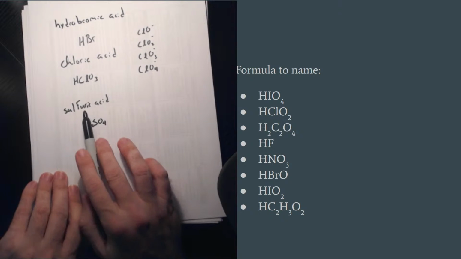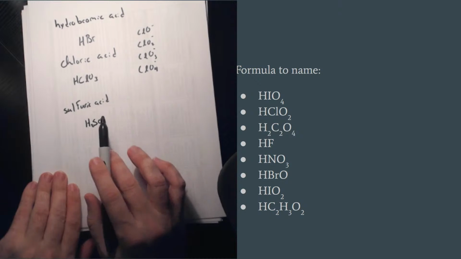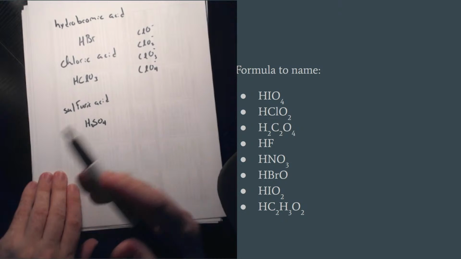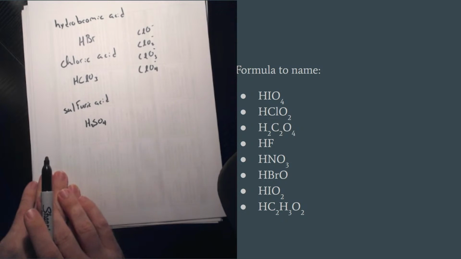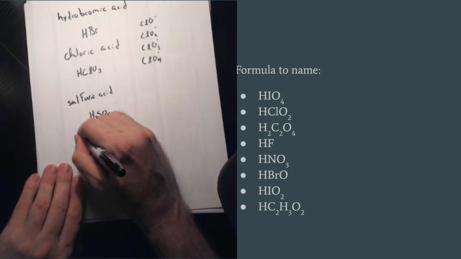All right, so be aware of sulfuric acid and phosphoric acid. Also sulfurous acid and phosphorous acid. They have the R in the name, even though it's not in the name of the polyatomic ion. Sulfate, phosphate, sulfite, phosphite. All right, next up is nitrous acid.